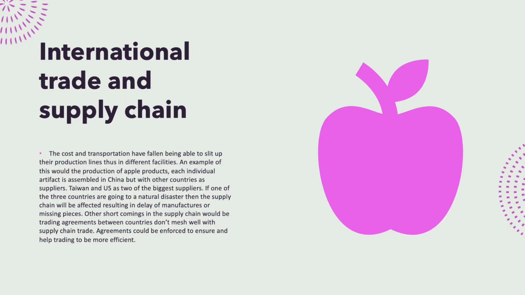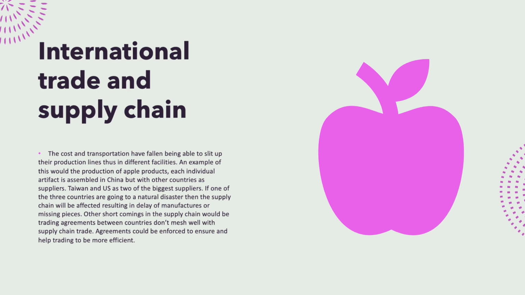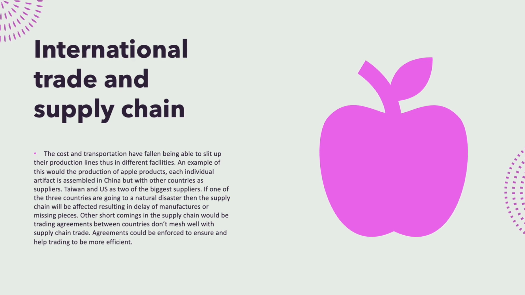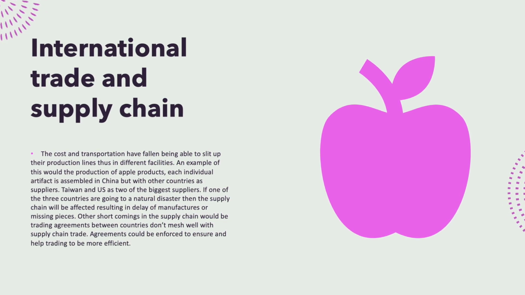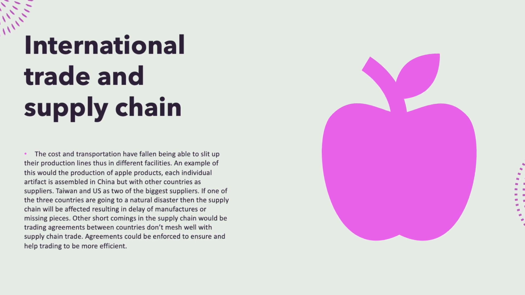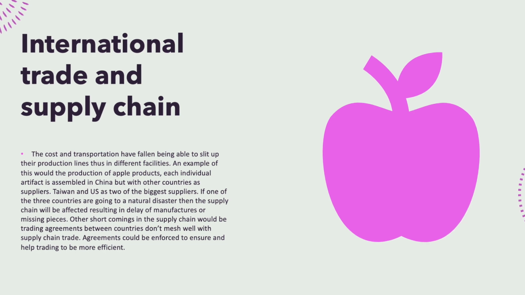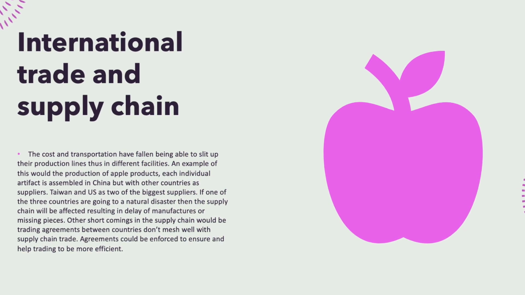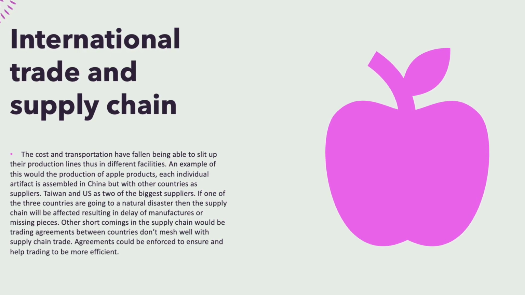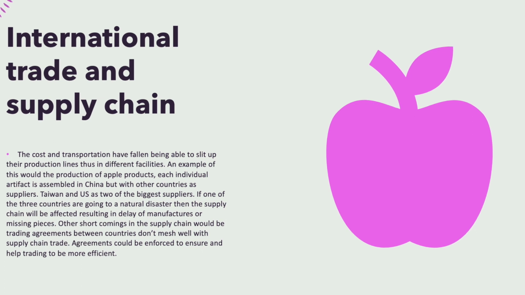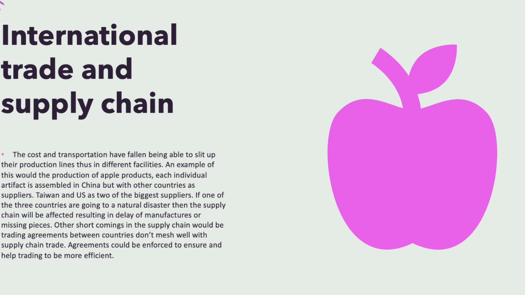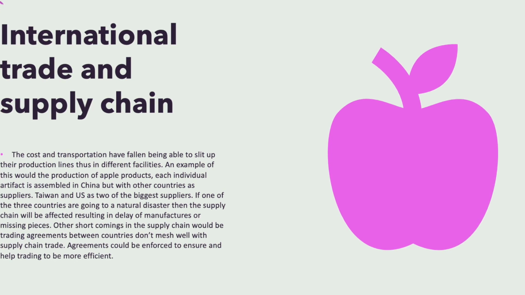International trade and supply chain. The costs of transportation have fallen, making it possible to split up production lines into different facilities. An example of this would be the production of Apple products. Each individual artifact is assembled in China, but with other countries as suppliers, Taiwan and the US being two of the biggest. If one of the three countries goes through a natural disaster, then the supply chain will be affected, resulting in delays in manufacturing or missing pieces. Other shortcomings in the supply chain are that trading agreements between countries don't mix well with supply chain trade. Agreements could be enforced to ensure and help trading to be more efficient.